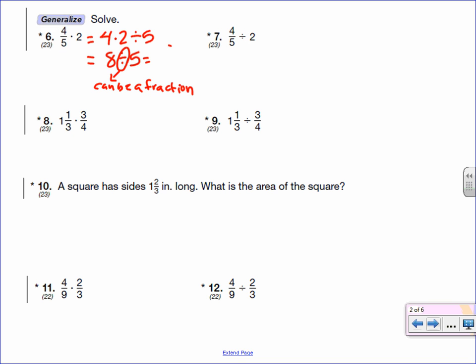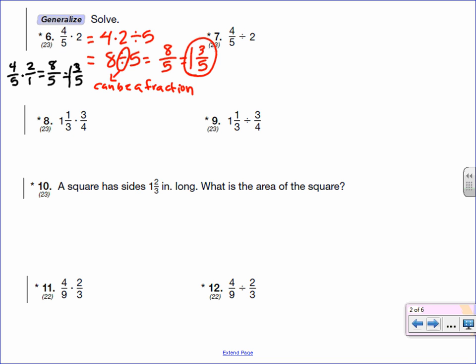So we would have 8 over 5, and then if we reduce that, we would have 1 with 3/5 left over. So 1 3/5. Another way that we could have done this problem is to call the 2 a 2 over 1. So we would have 4/5 times 2 over 1. Then we would have 4 times 2 is 8, 5 times 1 is 5, and then we'd get 1 3/5 in the end again. So either way.